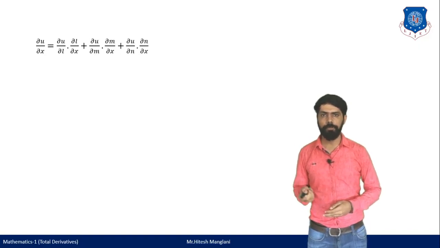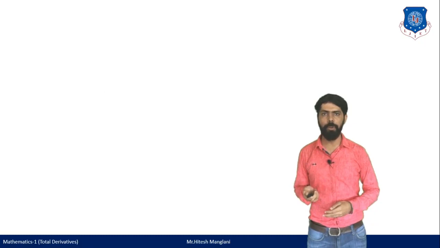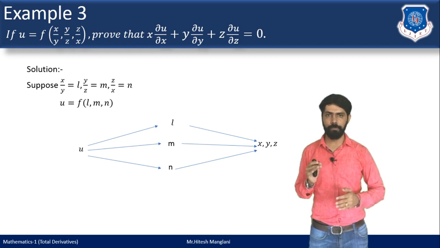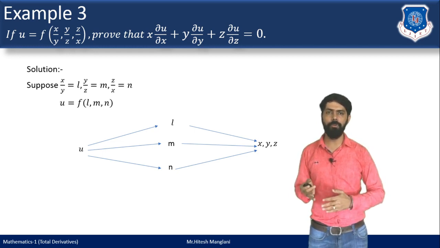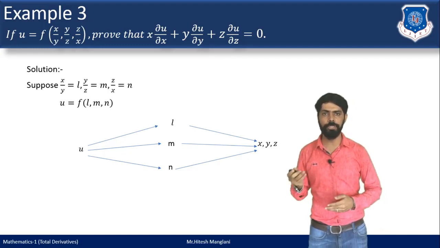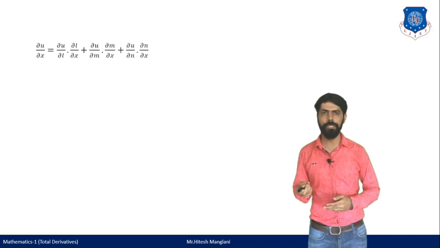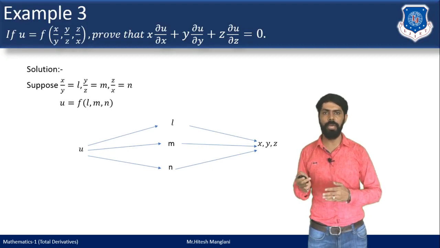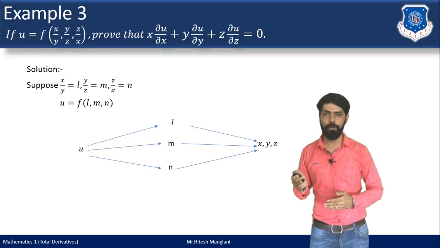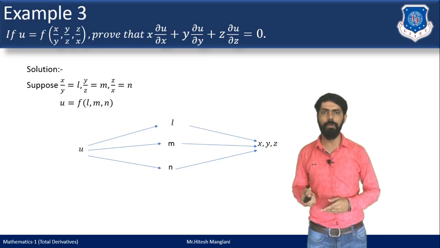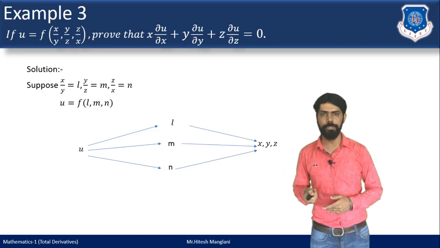Here, first of all, we have to find del u by del L, but we cannot find it because u is a function of L, m, n. So we will simply write del u by del L as it is, because we don't know what the function is. And del L by del x. There is a relationship between L and x. L is equal to x divided by y. Therefore we can find del L by del x. It will be 1 divided by y, because the derivative of x is 1.